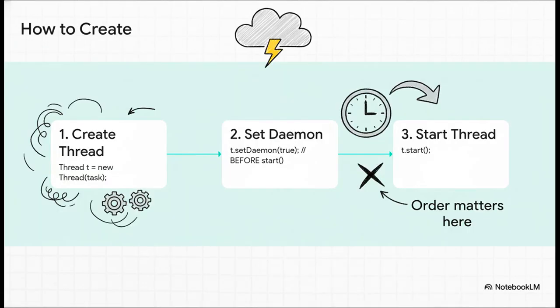So how do you make one yourself? It's really simple, but there's a critical catch. You create your thread object, same as always. Then you have to call setDaemon(true) before you call start. That order is non-negotiable. If you try to change its status after it's already up and running, Java will just throw an IllegalThreadStateException at you. So yeah, order is everything here.